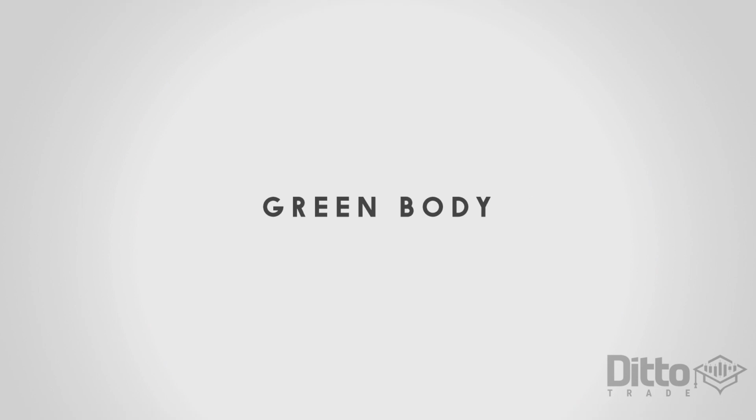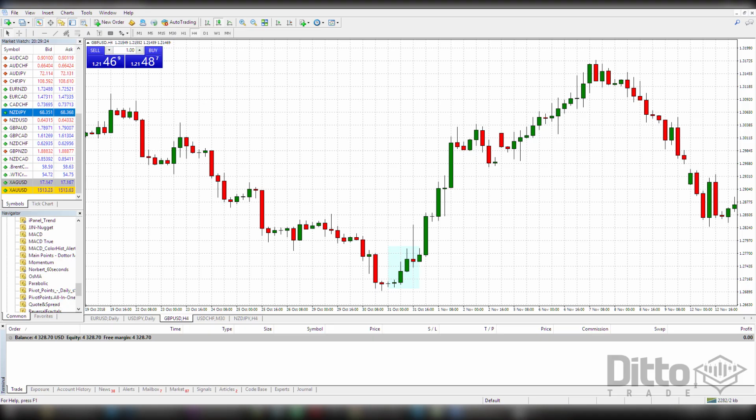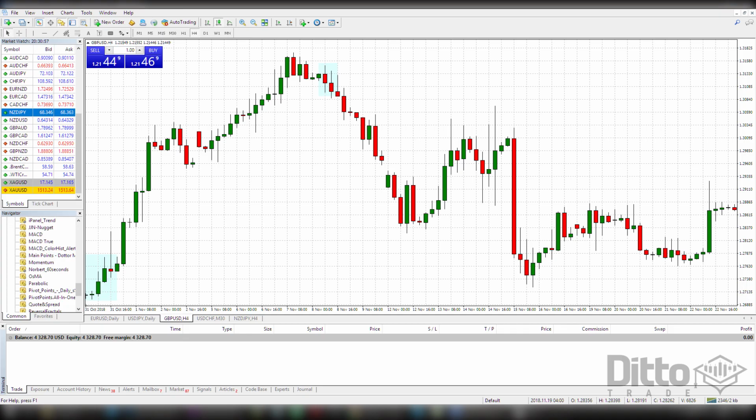Green body. The closing price closed higher than the opening price. The green body has a normal average size compared to recent prices. This example signifies a rising pattern. Red body. The opposite is a red body. The closing price is below the opening price. The red body has a normal average size compared to recent prices and is a falling pattern.